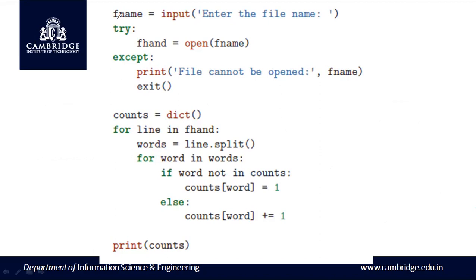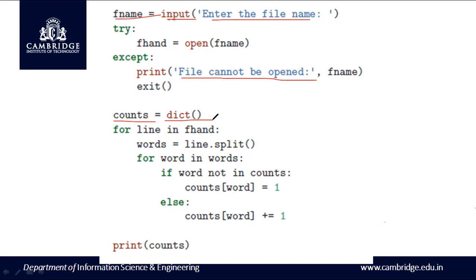Here we are going to use the file handler, with the file name fname. The input function prompts the user to enter the file name. Again, we are using the try and except method to catch exceptions, to check whether the file is present or not. If the file cannot be opened, a message will be printed for the user, and the user enters a valid file name again.